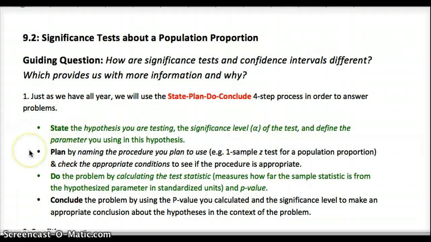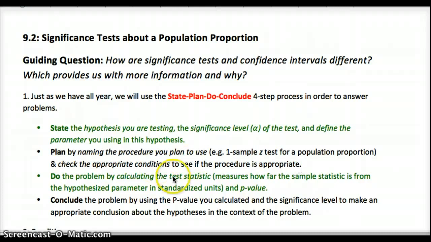Plan by naming the procedure you plan to use. Is it one sample z? Is it one sample t? In our case, it's one sample z for a proportion. Remember ZAPTAX: z for a proportion, t for x-bar, a sample mean. And then check the appropriate conditions: random, normal, independent.